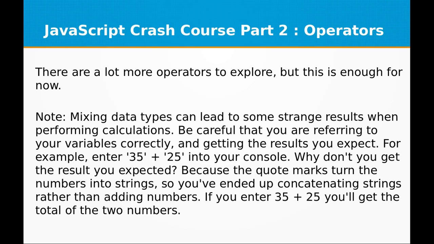There are a lot more operators to explore, but this is enough for now. Please note that mixing data types can lead to some strange results when performing calculations. Be careful that you are referring to your variables correctly and getting the results you expect. For example, enter '35' plus '25' into your console. Why don't you get the result you expected? Because the quote marks turn the numbers into strings, so you end up concatenating strings rather than adding numbers. If you enter 35 plus 25, you will get the total of the two numbers.